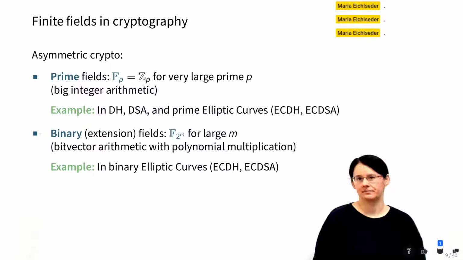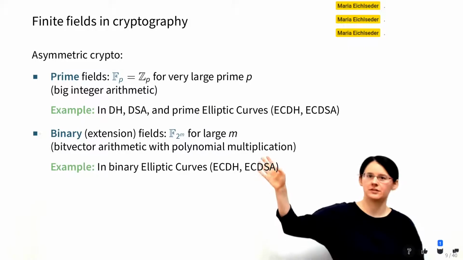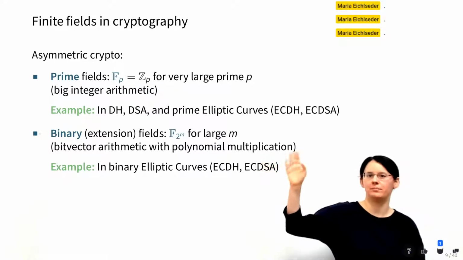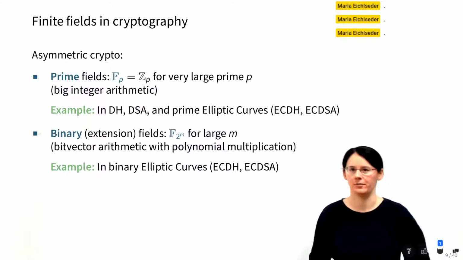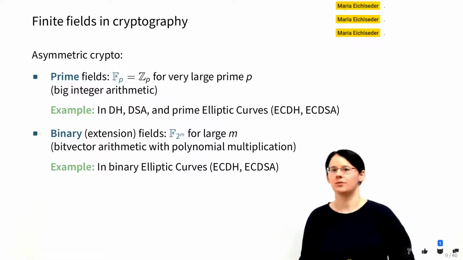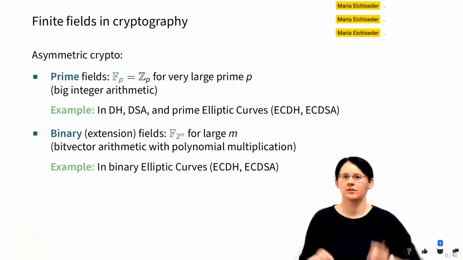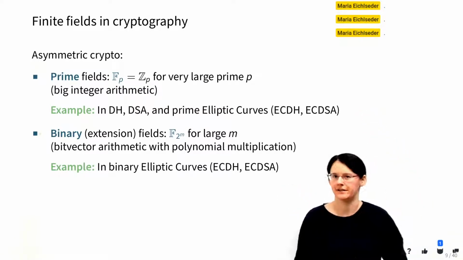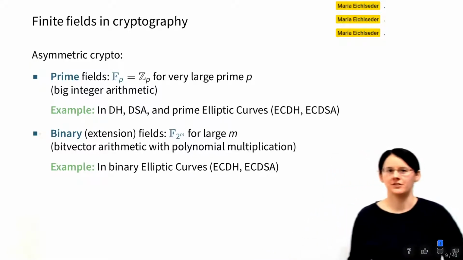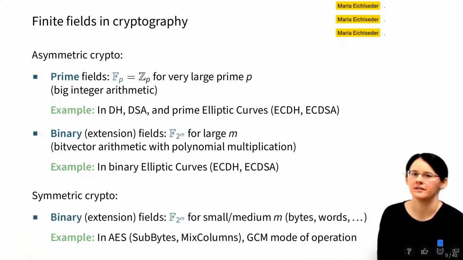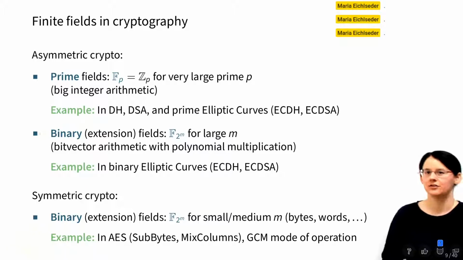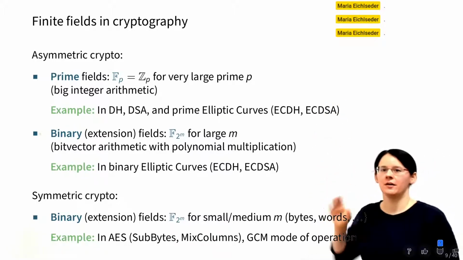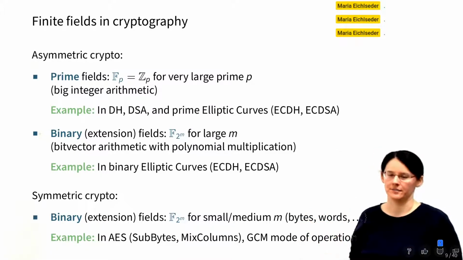And so instead of integer multiplication or integer operations, modulo an integer, I have polynomial operations, modulo a polynomial. And these are used in so-called binary elliptic curves. So prime curves and binary curves use a different underlying field. And as I've also already mentioned, they also have very important applications in symmetric cryptography, usually not over such big numbers, but with small sizes.